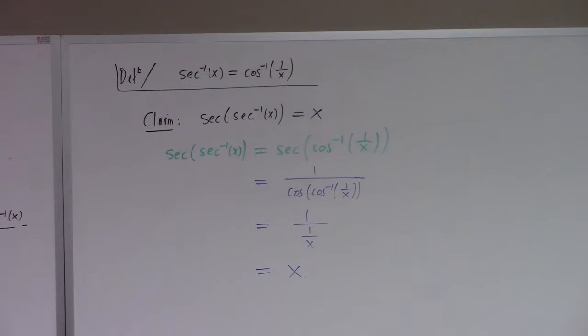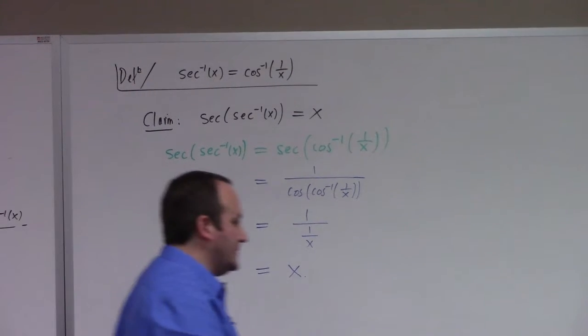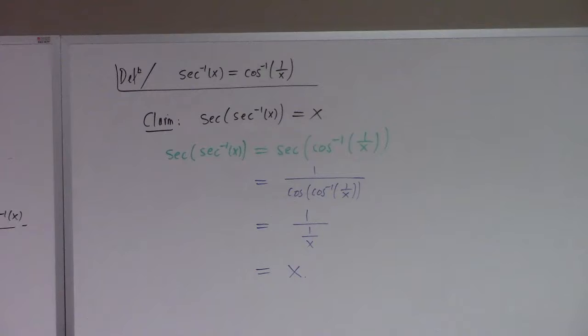And a very similar calculation goes through for the inverse cosecant being defined as the inverse sine of 1 over x. So that's what was missing from yesterday in terms of proofs of things. And so I got that out of my system, and we can go on. All right. Thank you for tolerating that.